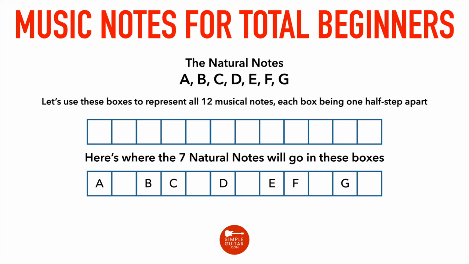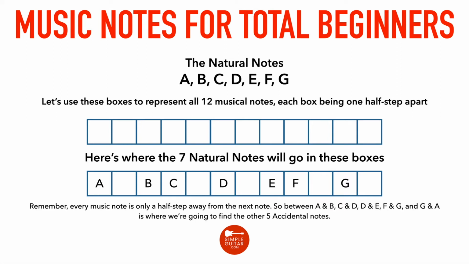So we're going to have A, and then we have an empty box, and then B, and then C, and a space, and then D, and then a space, and then E, and then F, and then a space, and then G, and then a space, and then we would go to A again after that because these repeat, okay? So remember, every music note is only a 1/2 step away from the next one. So these blank spaces between A and B, and C and D, and D and E, and F and G, and G and A is where we're going to find the other 5 accidental notes.